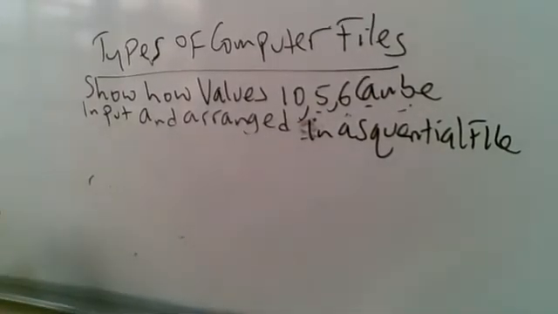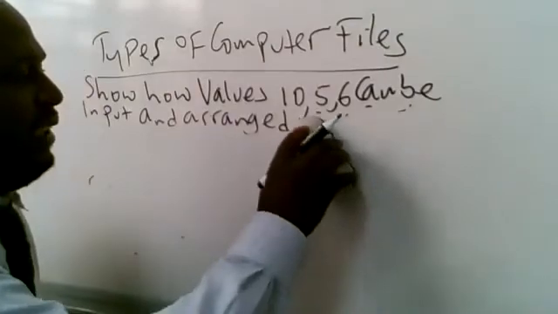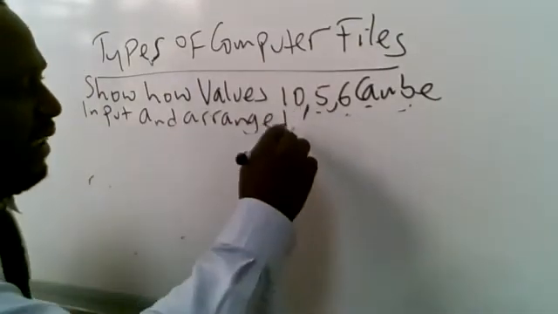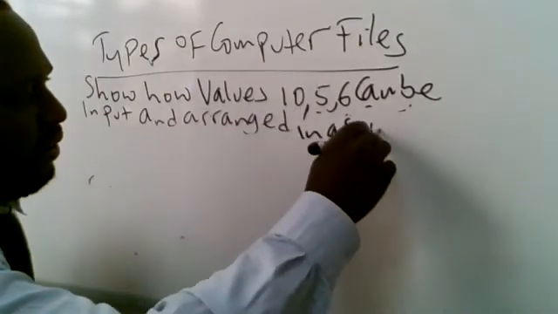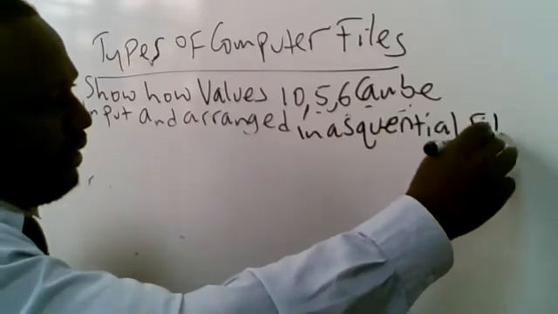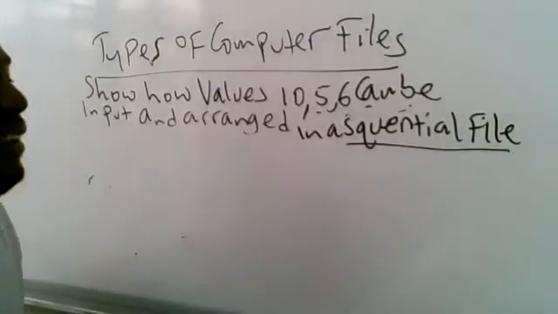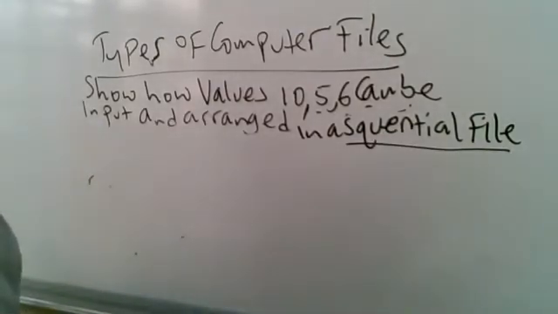All right, now a sequential file comes from the word sequence. Now, in this file, values must be organized. That's why you're talking about the word sequence here. In a sequential file, values must be organized in a certain order. So a sequential file is a file that keeps values that are sorted or arranged in a specific order.